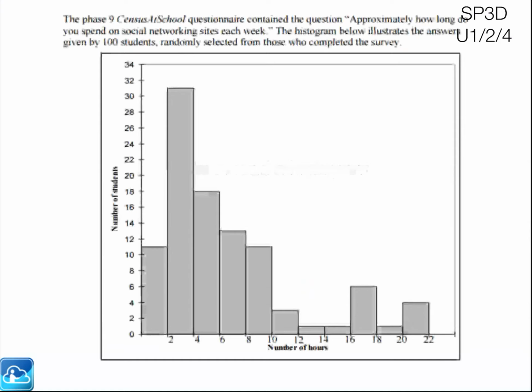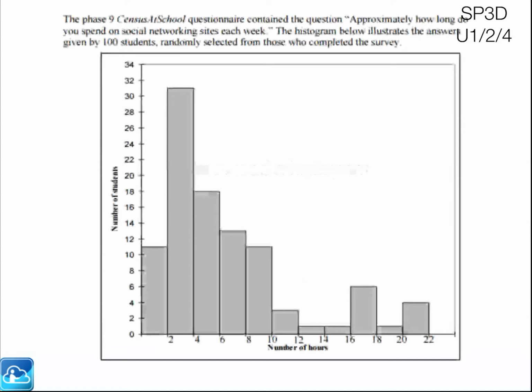First thing I would notice from this is that this definitely is a histogram because it has no spaces. So this means that this is continuous data. If I take a look at the top, it says the Phase 9 Census School questionnaire contained the question, approximately how long do you spend on social networking sites each week? The histogram below illustrates the answers given by 100 students randomly selected from those who completed the survey.